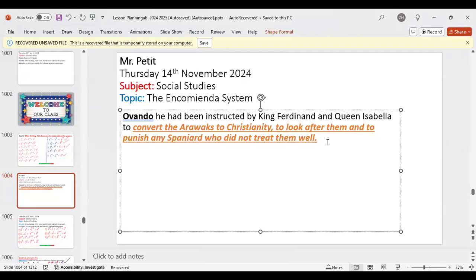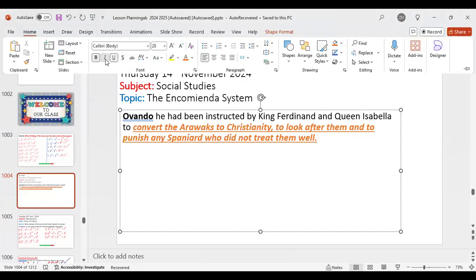Yes, go ahead. The people from Spain collect the Arawaks so they can be their slaves, so they can work for them. And basically that's what happened. Mr. Petit, Ovando didn't listen then, because they treat the Arawaks bad. He was the governor. He became the governor of Hispaniola. And basically they did not obey what the king and queen say. I mean, why would they?